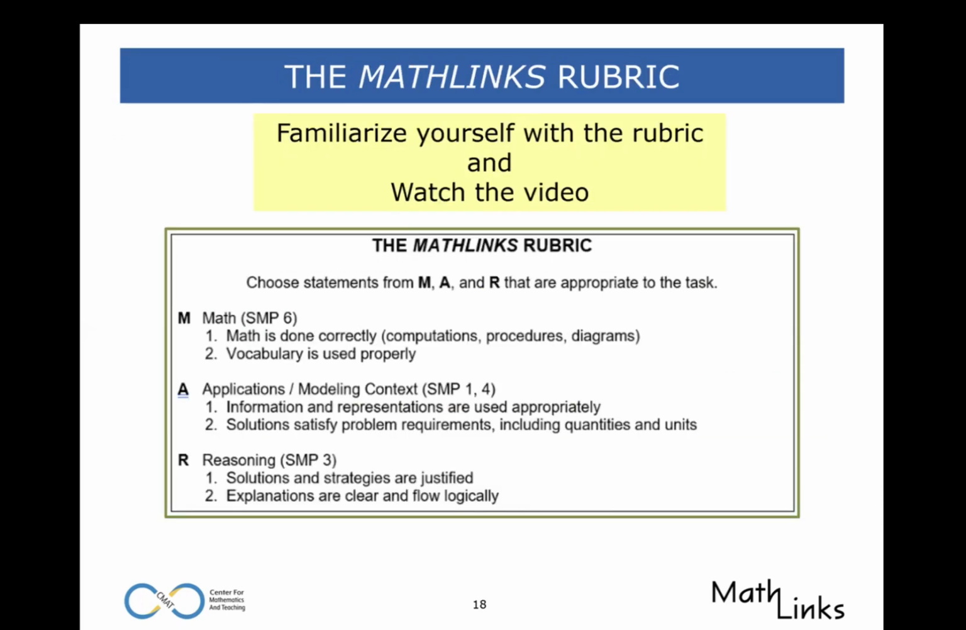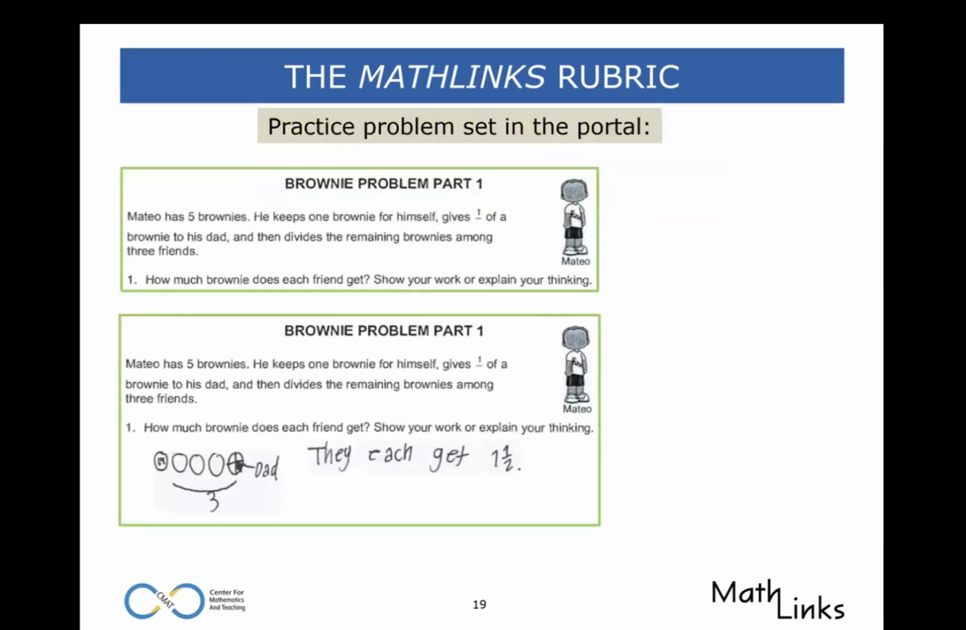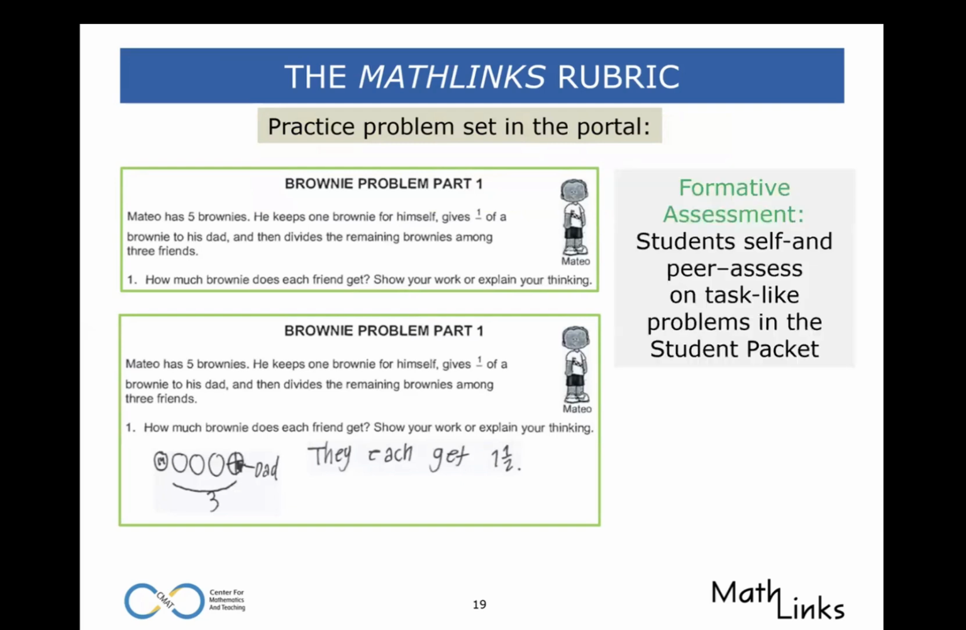To finish this section, let's take a quick look at the MathLinks rubric, which is quite different than all the other routines. Here you see the rubric itself, and we encourage you to watch the video to get a more complete picture of the process. To introduce the rubric, we provide a few fraction problems and student work to help students learn how to self and peer assess. Use it regularly for formative assessment when doing rubric-worthy problems found in the student packets, and summative assessment when doing tasks found on the teacher portal.